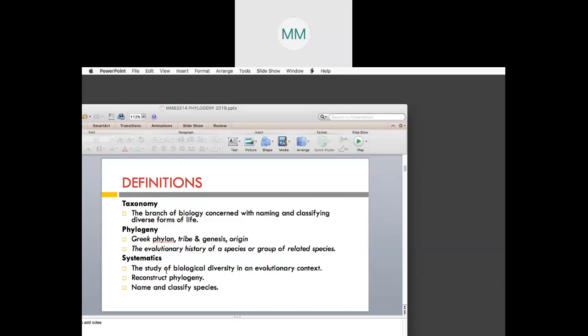Systematics is the study of biological diversity in an evolutionary context. When people talk about systematics, it's basically looking into both taxonomy and phylogeny. It will help reconstruct the phylogeny and also classify species. So that's what I'm talking about. It includes both of these. So, bahagian ni faham eh semua?